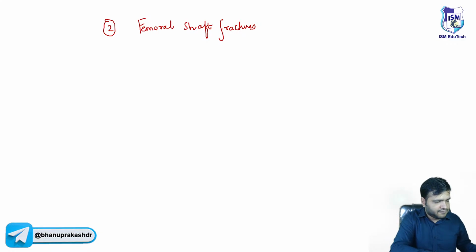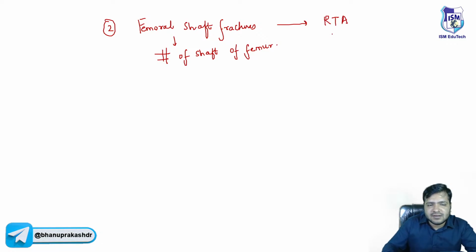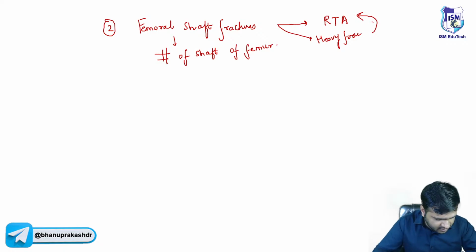Femoral shaft fractures, beta. When I say femoral shaft fractures, remember, it is the fracture of the shaft of the femur. It is usually caused by road traffic accidents. It requires a very heavy force, beta. A lot of force is needed for this fracture, and that is road traffic accidents, which we have to keep in mind.